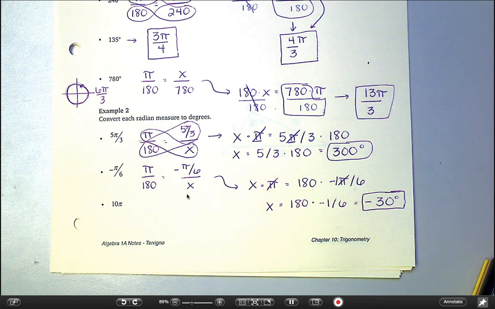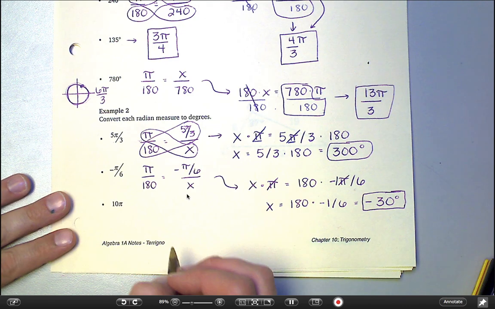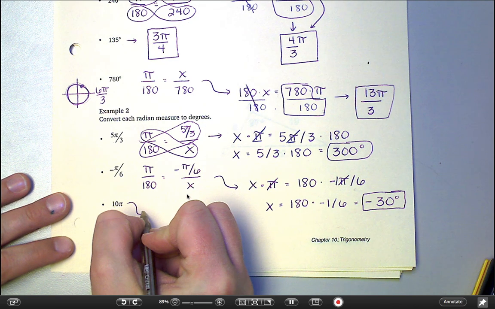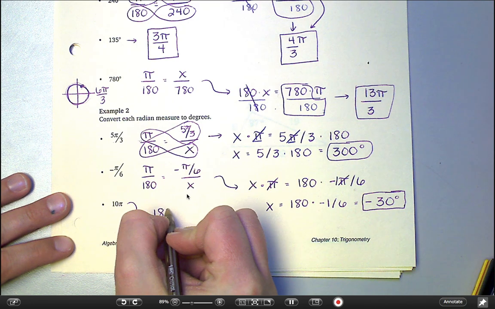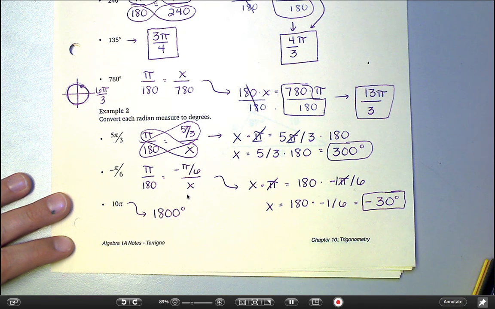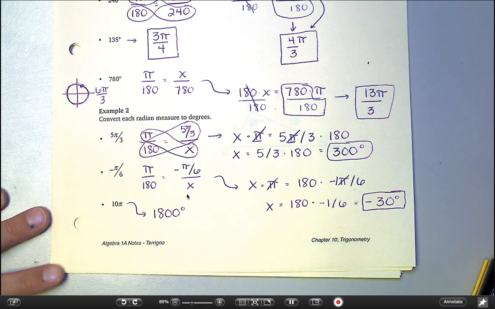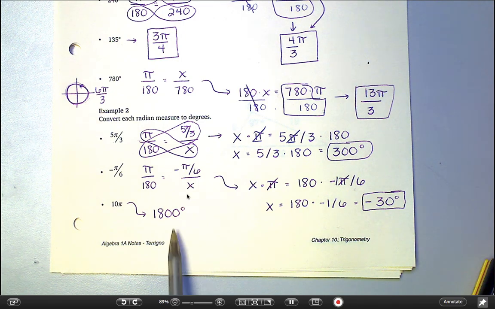And just real quick, if you want to take a second and see if you can convert 10 pi, feel free to pause if you don't want the spoiler here. But 10 pi is going to end up being equivalent to 1800 degrees, okay? That's 5 circles around the circle, because 2 pi is 1 time around, so that's 5 cycles around. 5 times 360 is 1800. Same thing as if you did this method too, just a shortcut there.